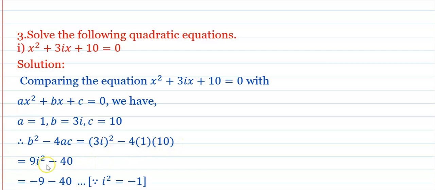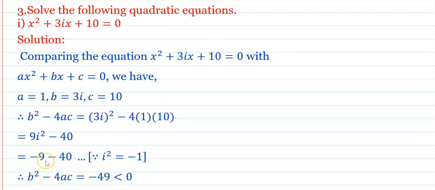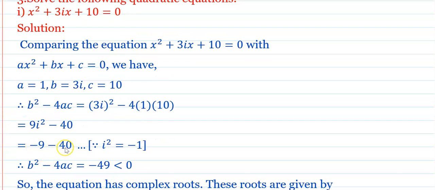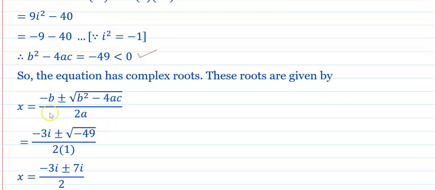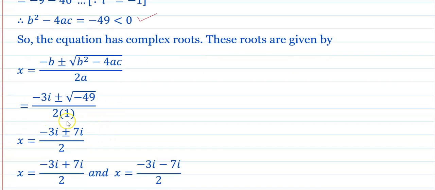Then you will get 9i square. I square is minus 1, so minus 9 minus 40, minus 49, which is negative. So the equation has complex roots. These roots are given by x equals minus b plus or minus root of b square minus 4ac upon 2a. The value of b square minus 4ac is root of minus 49 upon 2 into 1.